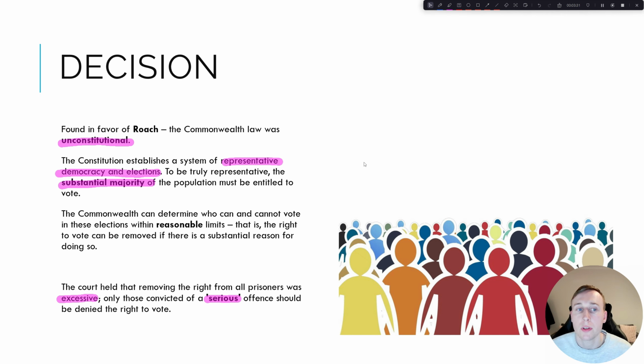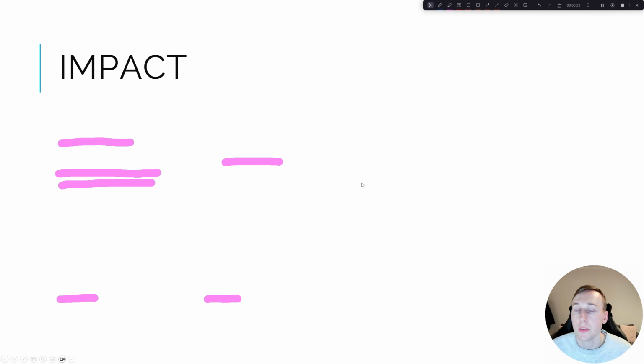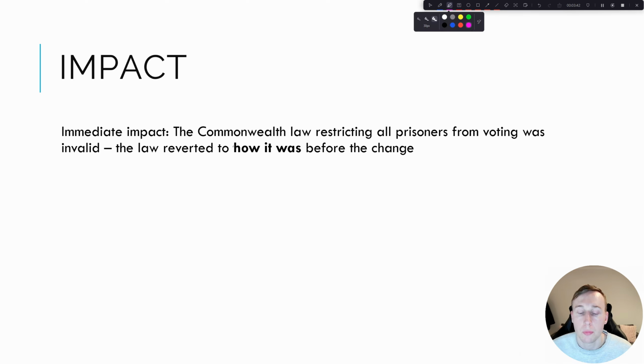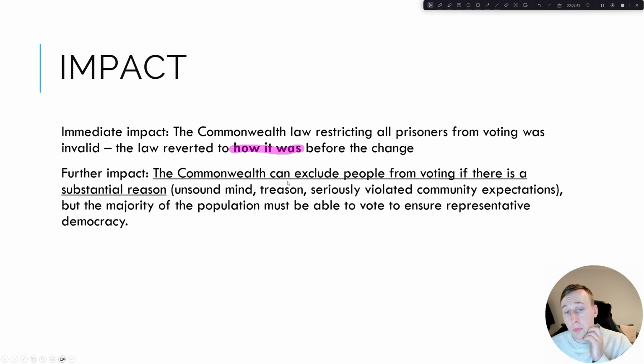So what did this case do in terms of our rights? It did a couple of things. The immediate impact is that it got rid of the law restricting all prisoners from voting, and it went back to how it was before 2006. So it basically meant, in this next slide here, that the Commonwealth can exclude people from voting if there is a substantial reason. You can see some of the reasons there, but it still showcases that some people are not allowed to vote as prisoners, as mentioned.